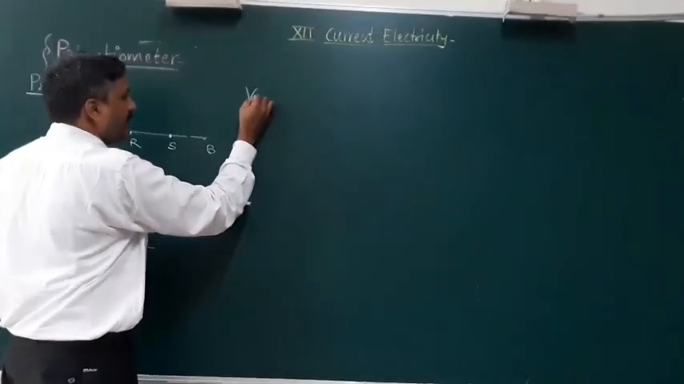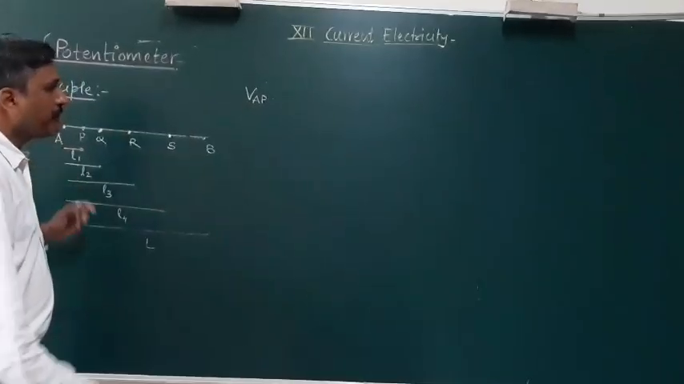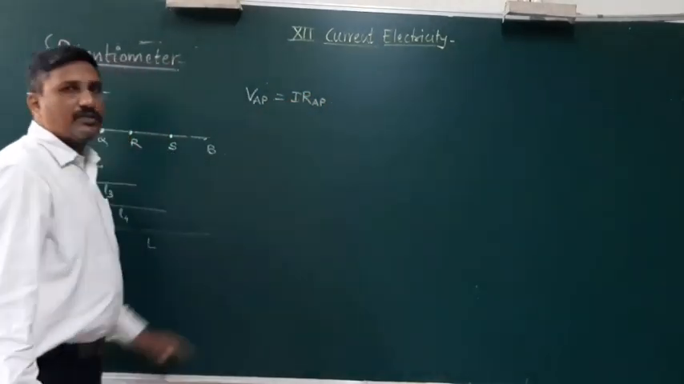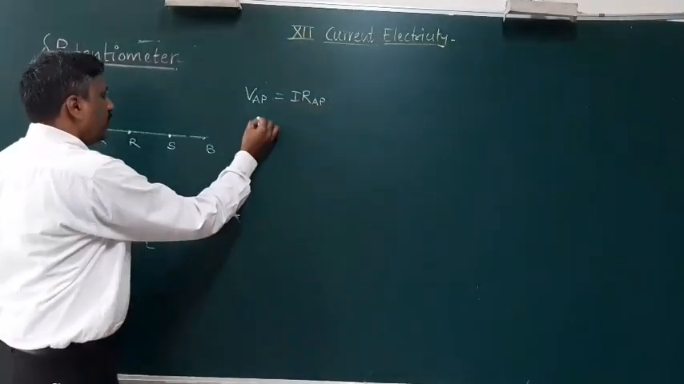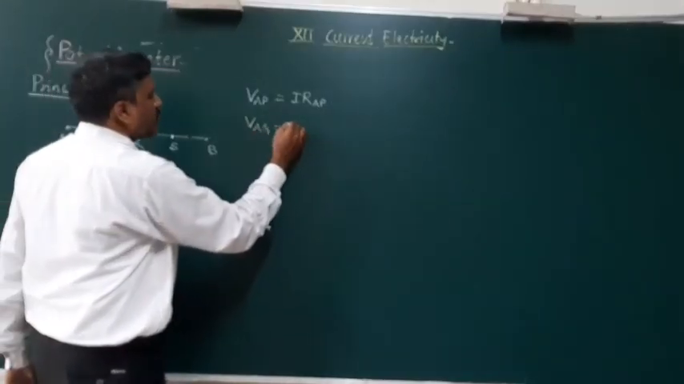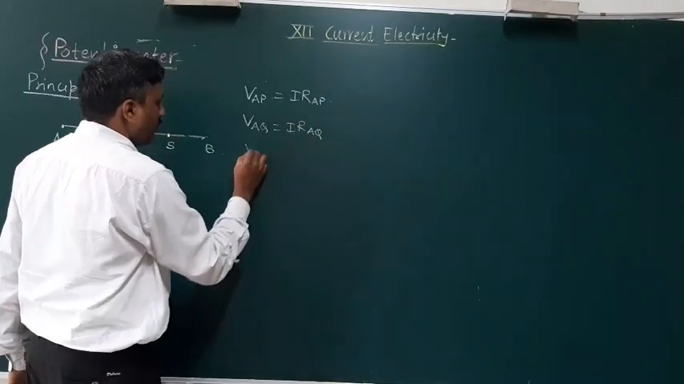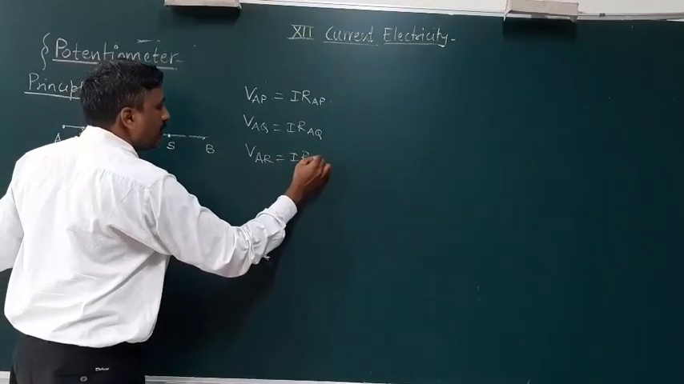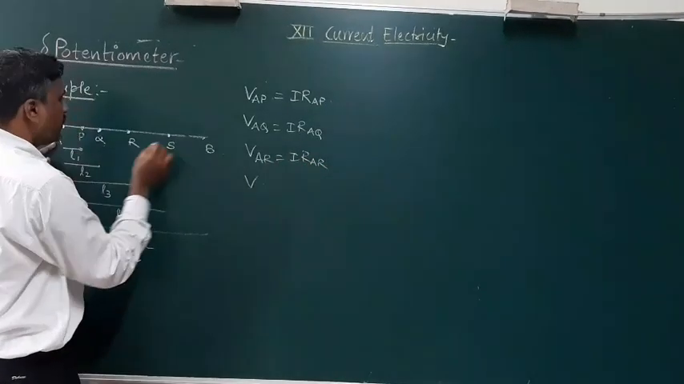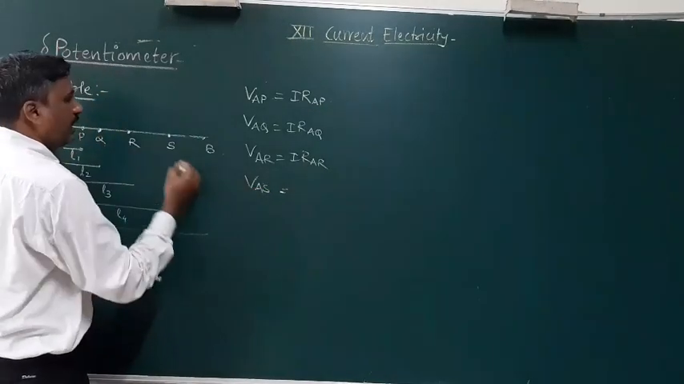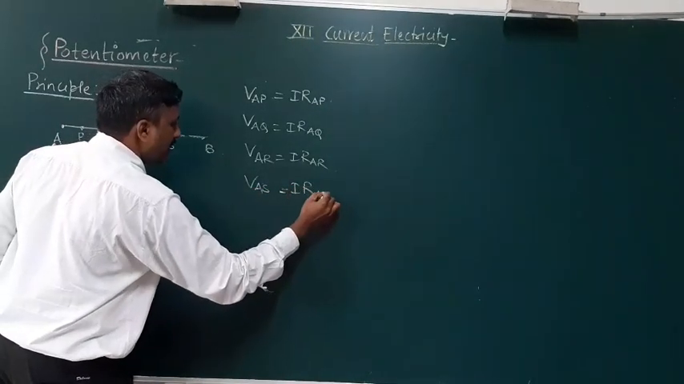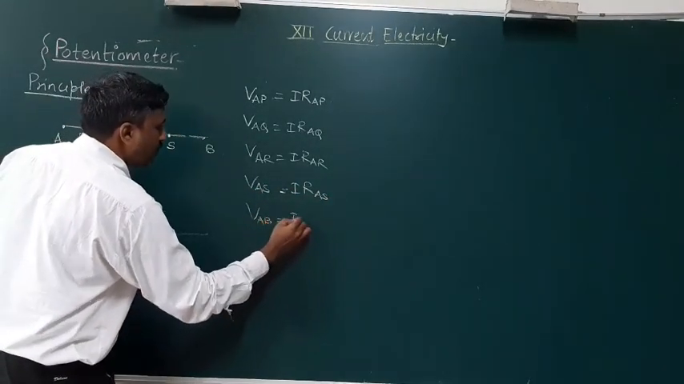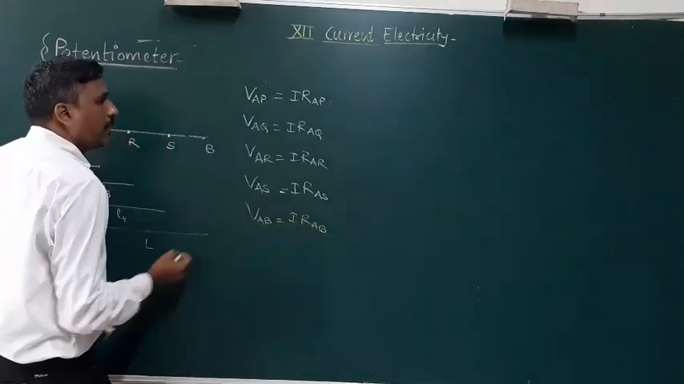Now, the potential difference between the points A and P equals, by the simple formula, current multiplied by the resistance between the points AP. Also, potential difference AP equals current multiplied by resistance AP. Potential difference AR equals current multiplied by resistance AR. Potential difference between the points AS equals current multiplied by resistance of the wire AS. Potential difference AB equals current multiplied by resistance AB.